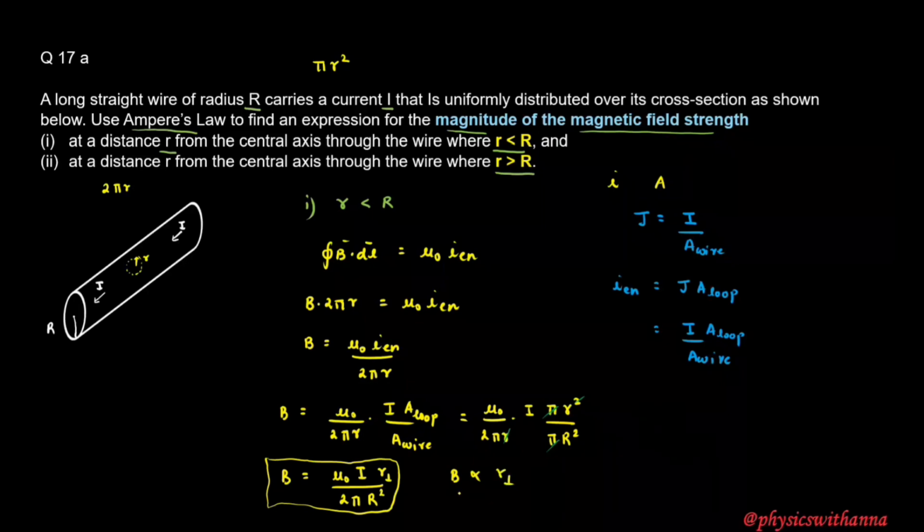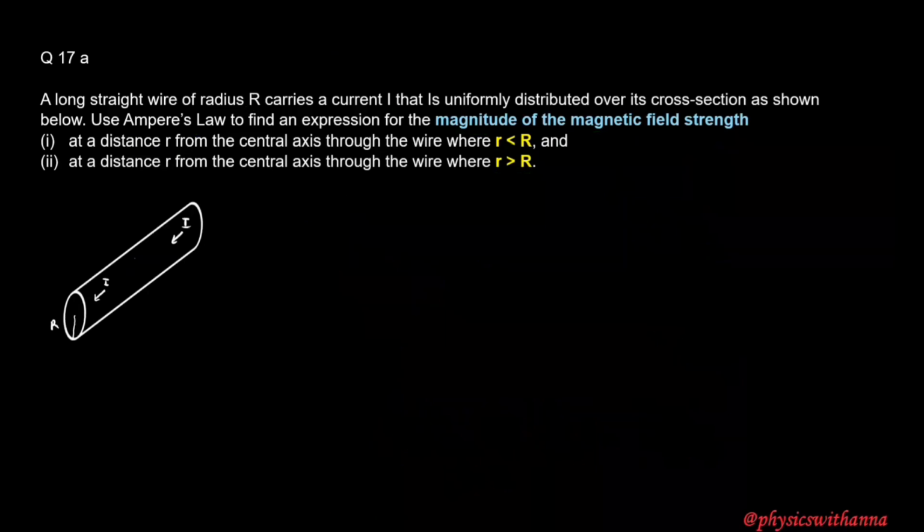This means that magnetic field value increases as you go from the axis towards the radius of the wire. So if I were to plot a graph of B versus r, and let this be the radius R, magnetic field value as you go from 0 to capital R will increase as it is directly proportional to r. So this is how you can find magnetic field at any point inside the wire.